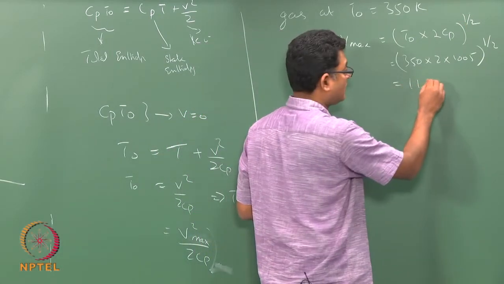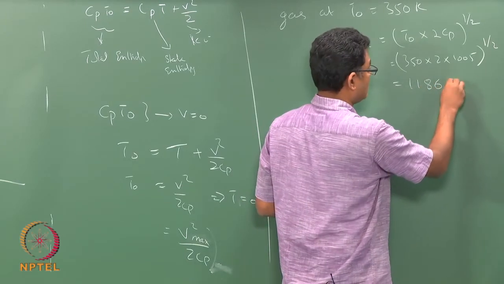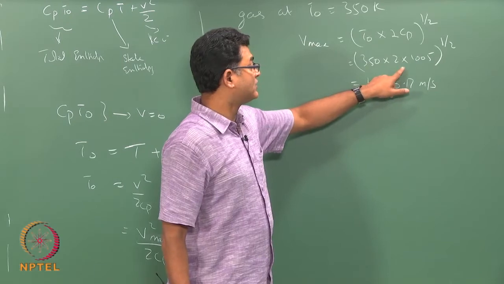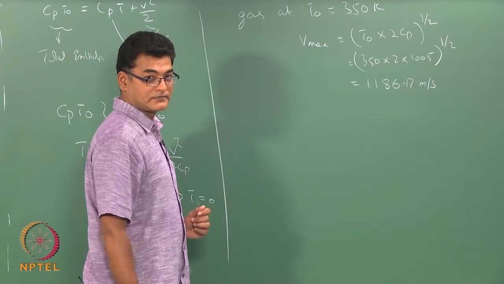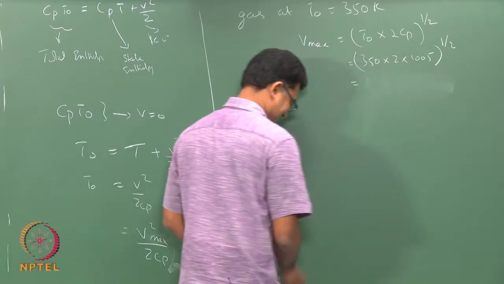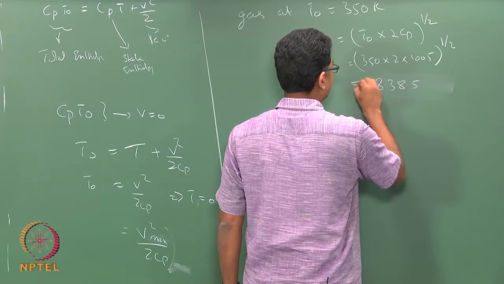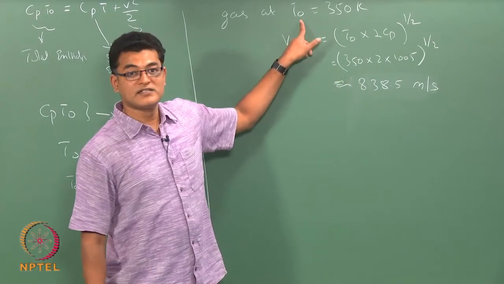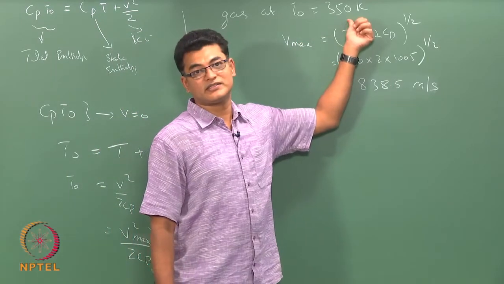about 11 hundred meters per second. So, this is the maximum velocity with which you can get if the stagnation temperature is this. So, you cannot achieve a velocity greater than this with this stagnation temperature, that is the meaning of this.